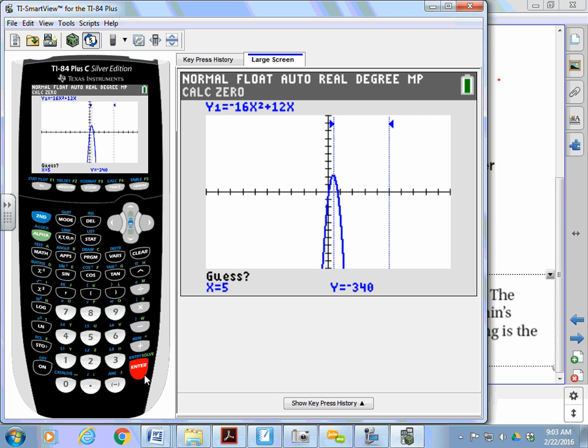My y value is negative 340. It doesn't matter, because it's to the right of that 0. I can't pick any number I want to the left of it because I can't have both the zeros in my window that I'm looking at. Then hit enter, and it tells you it's 0.75. So that frog was in the air for 0.75 seconds, or 3/4 of a second.